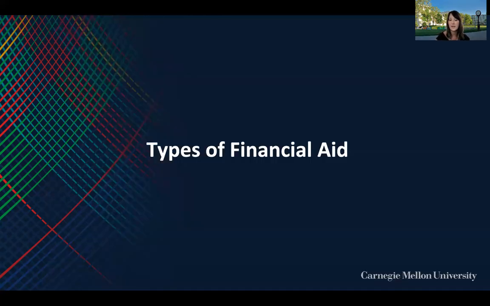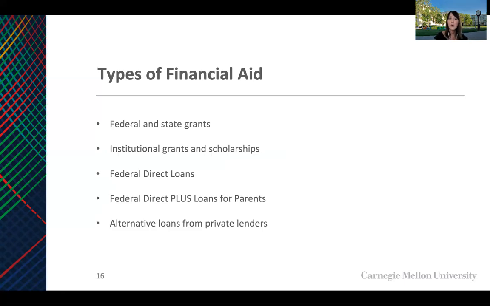So let's talk about types of financial aid. So there are federal and state grants, which will be determined through the filing of the FAFSA. So you may hear about the federal Pell Grant. There is something called a federal SEOG grant, which is a supplemental educational opportunity grant. There are institutional grants and scholarships offered by each individual institution. There are federal direct loans.